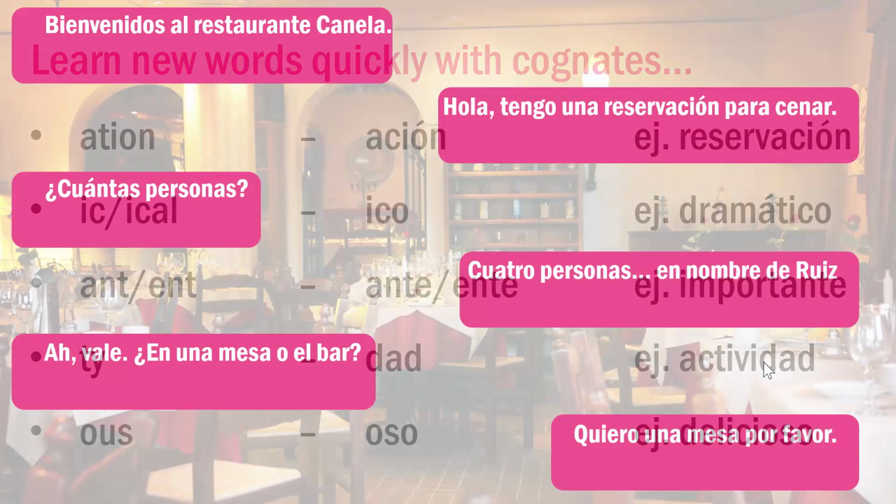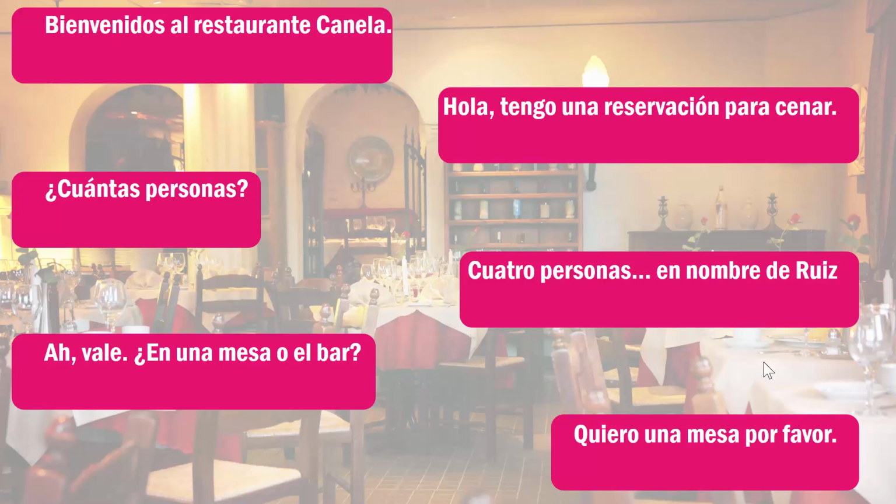Try to interpret the following conversation. Bienvenidos al restaurante Canela. Hola, tengo una reservación para cenar. ¿Cuántas personas? 4 personas. En nombre de Ruiz. Ah, vale. ¿En una mesa o el bar? Quiero una mesa, por favor. Pause the video and try to interpret this conversation.